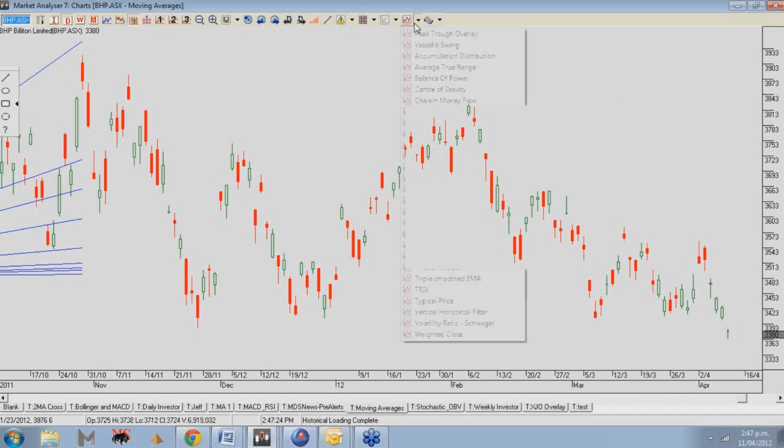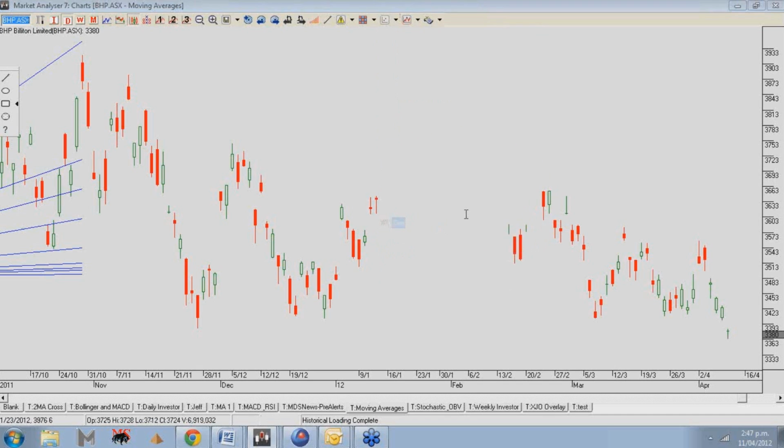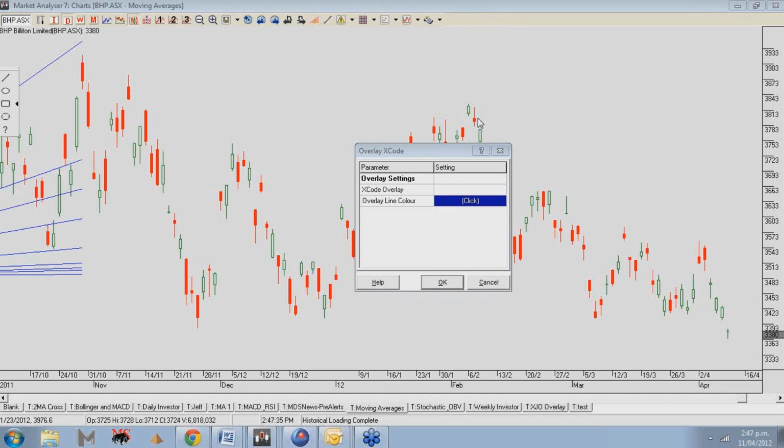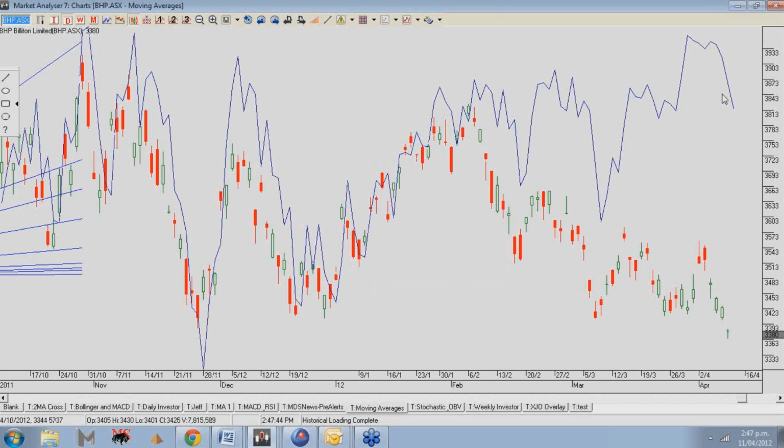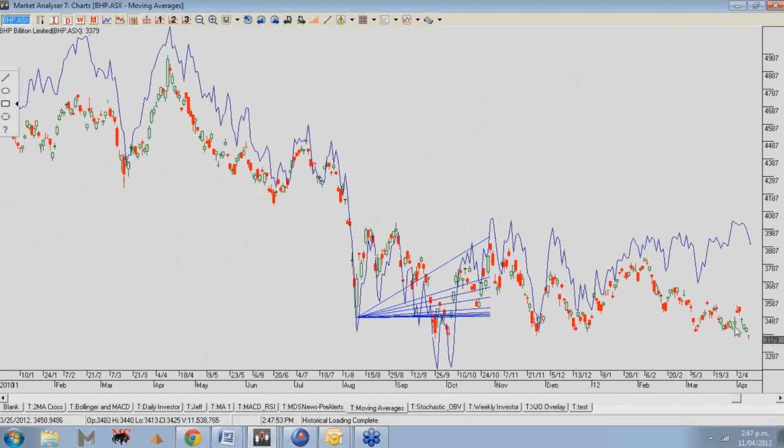So what we can do is, using the overlay security, we can type in here XJO and we can see the relative performance of the two. So here we type in XJO and tell it OK. And now we've got the XJO plotted on top of the security. And what we've seen recently is that BHP has been severely underperforming the index. The banks have been pretty strong and holding the index up while BHP has dropped away.